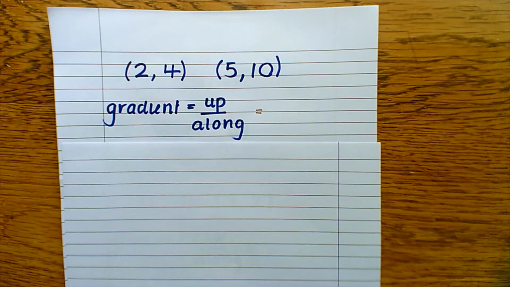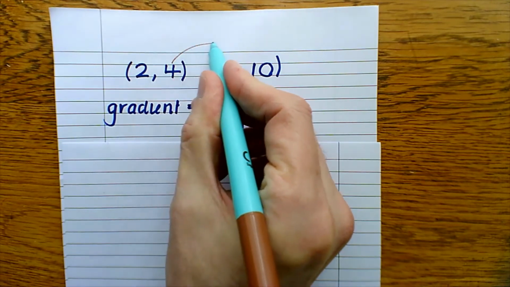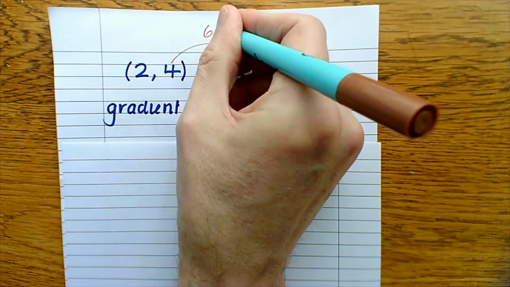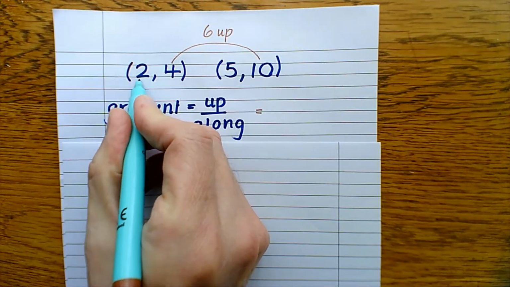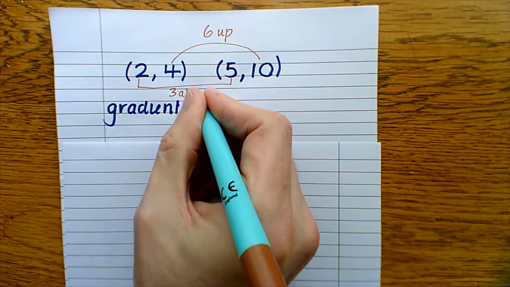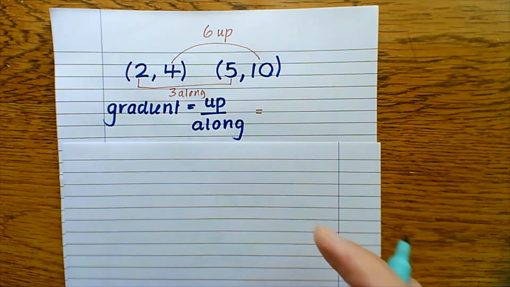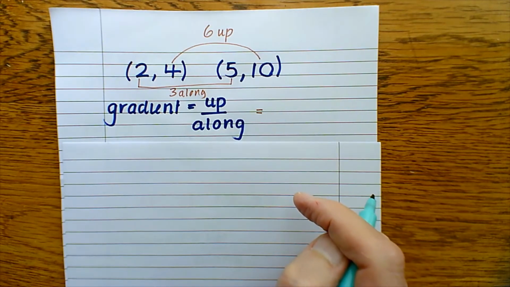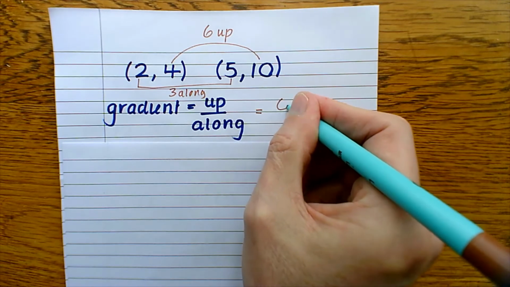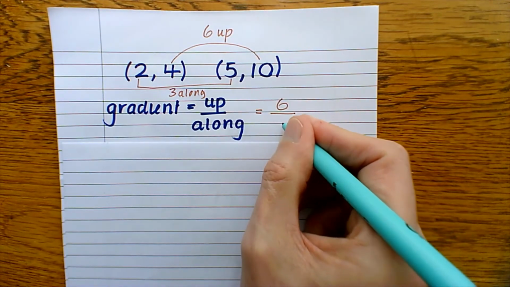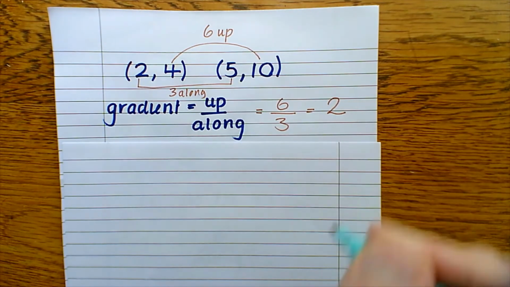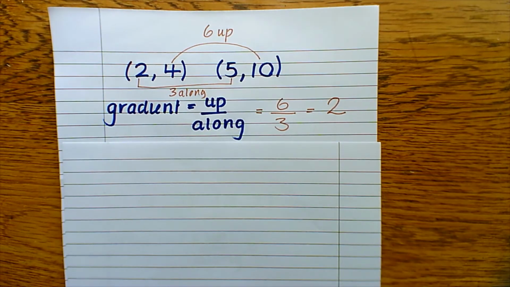So in this example, it goes from 4 up to 10 up. So from 4 up to 10, it goes 6 up. And it goes from 2 along to 5 along. So it's gone 3 along. So actually, yes, you can work this out. So the gradient for this is 6 up over 3 along. So it's got a gradient of 2. So yes, it is possible just from the coordinates to work it out.